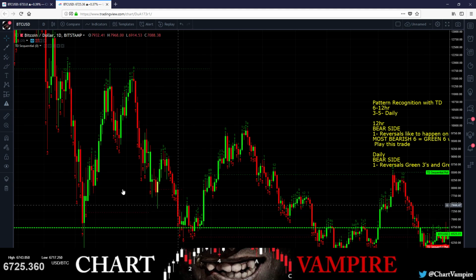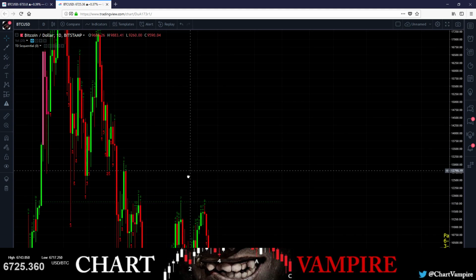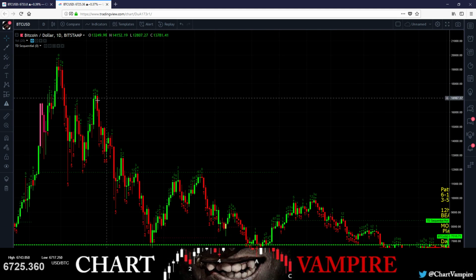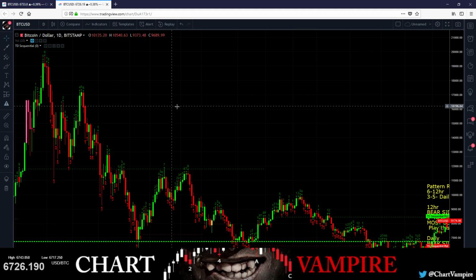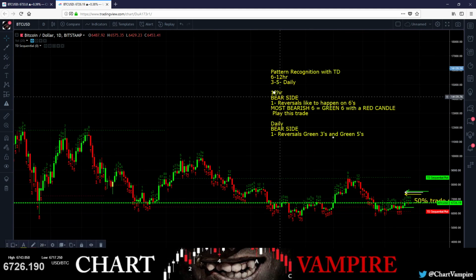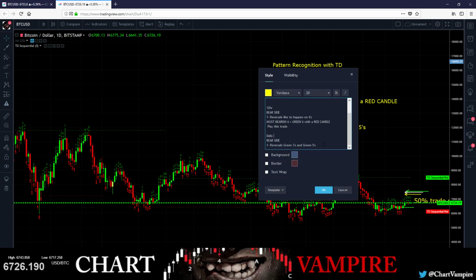Red 3, monster reversal. Green 3, monster reversal. Green 5, monster reversal. Okay, so this is a little tougher because the candles can vary. So it likes both green. It likes the green 3s, and it likes the red 3s too.